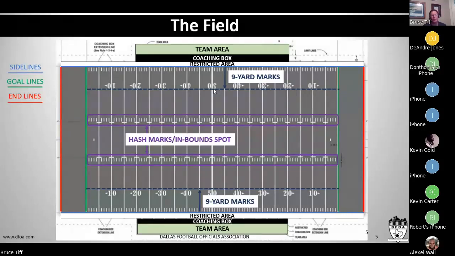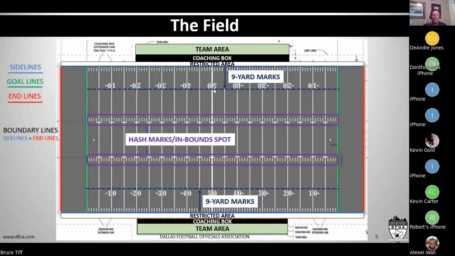And then we want to make sure that we're helping the coaches keep their players back, and the coaches are helping us keep their players back, because it benefits both the coaches and the officials. So that's just a quick rundown of the field. I don't know if we have anything else. Oh, yes, one more thing.